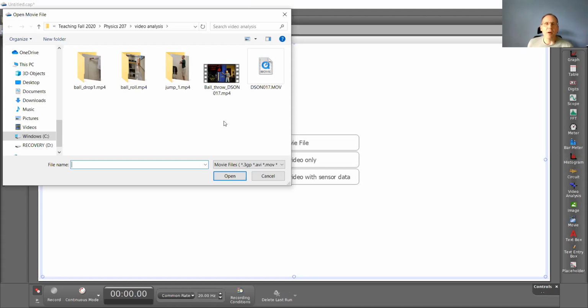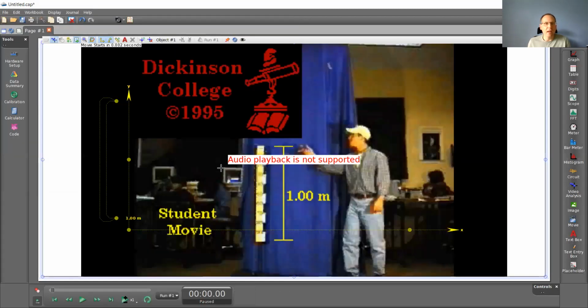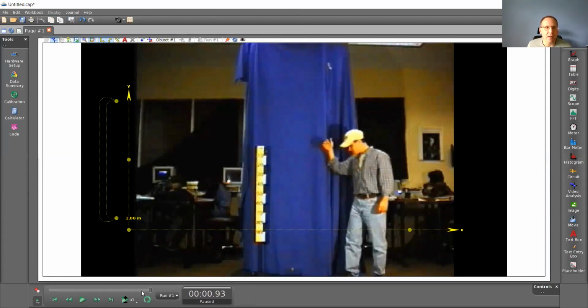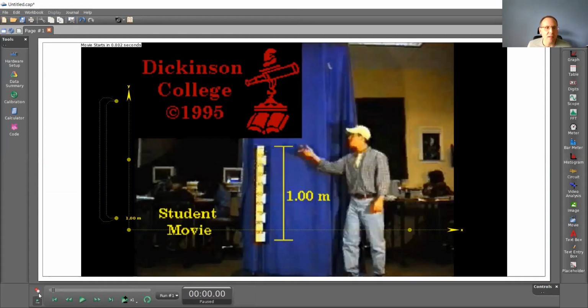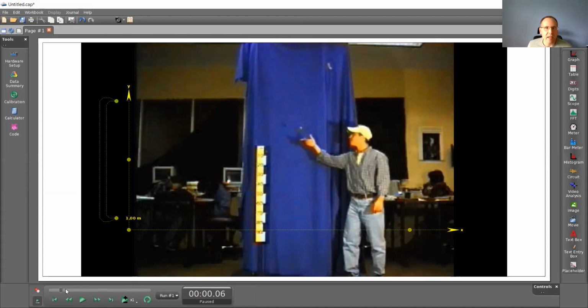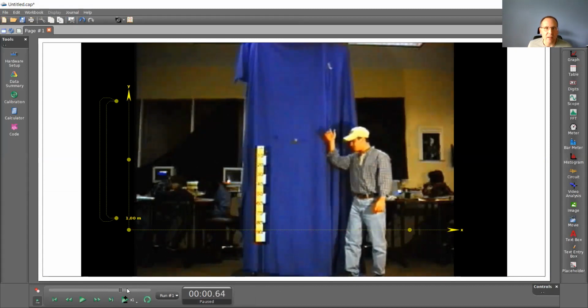Okay, so in this case, I want to look at this movie right here where a ball's being thrown. So I'm going to double click on it. And if we can play it, you can see a ball rising and then falling. Let me just do it more slowly. So here, the ball is leaving the hand, it's rising to a peak, and it falls down to the ground. So we want to analyze that motion.